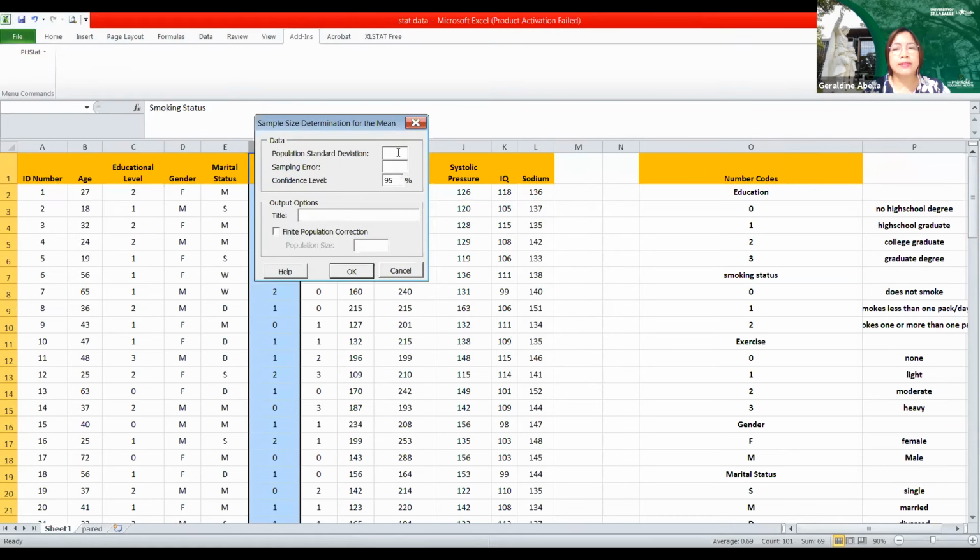If there is no past population standard deviation in your research, put 0.5. For the sampling error, the problem already assigned a value, which is 5%. The acceptable value for the sampling error is between 5% to 8%. So we'll use 0.05 at 95% confidence interval. And since the population size is given, we tick this box, finite population correction, and input the given population size, which is 5,300.